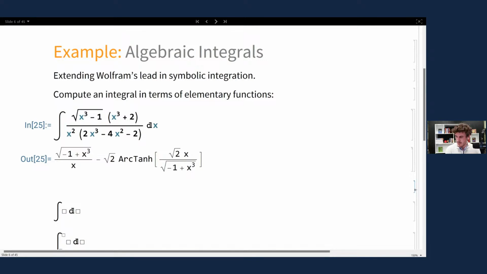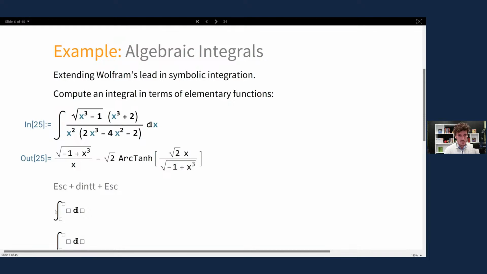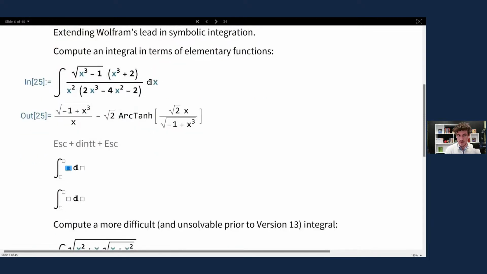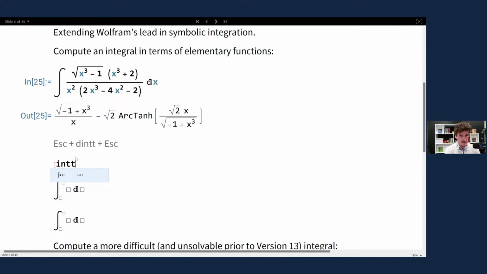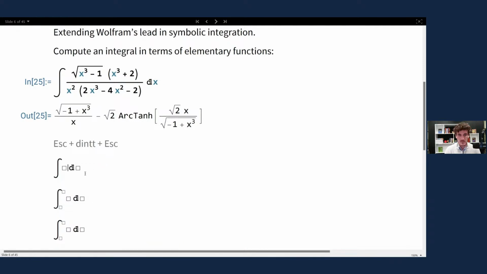What you want is type escape and then dintt and then escape. Then we'll go into this cell and I'll just do that in a code cell this time. This gives us an integral sign. We can input the integrand, the integration variable, and the limits. We can also just use intt, which means we're going to be integrating without limits. From that, you may deduce that the d in the dintt stands for definite. So that's how you get it.